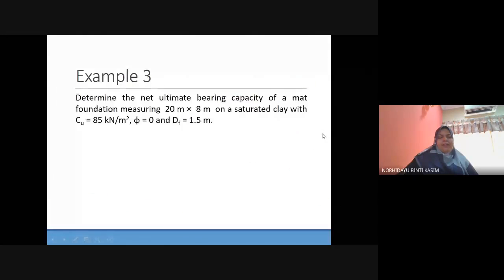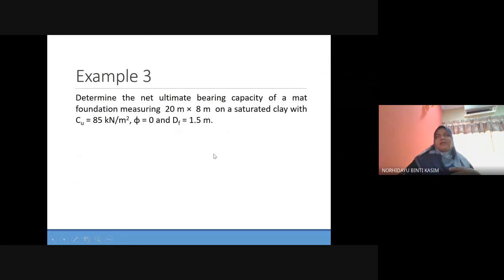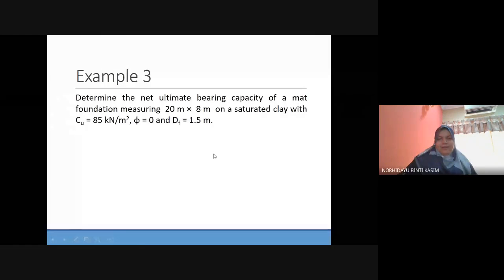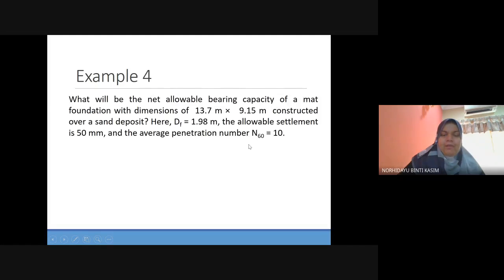Okay, and then for the examples, I will give you in a separate session on Wednesday. During class hour, you can go through the examples.